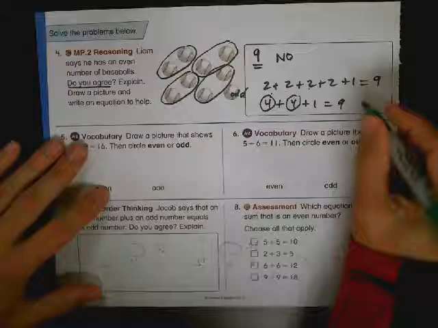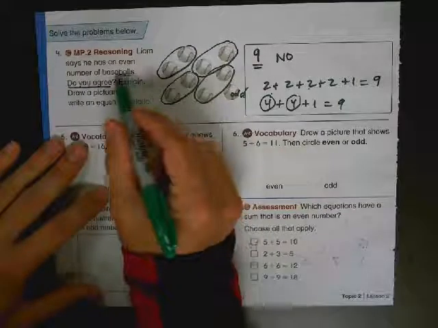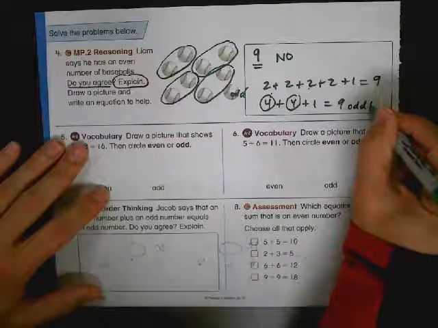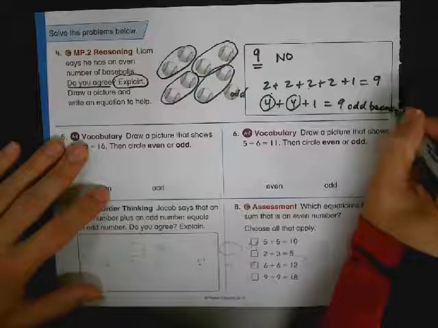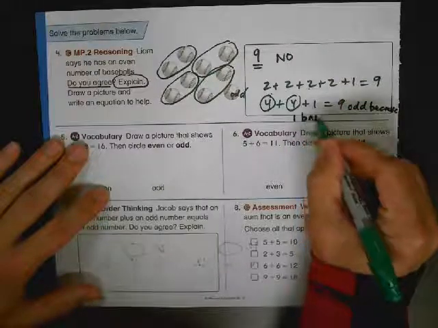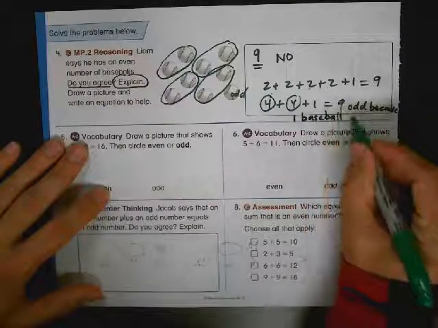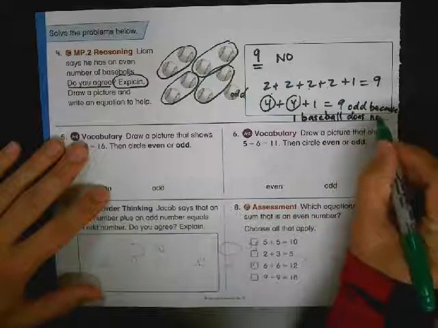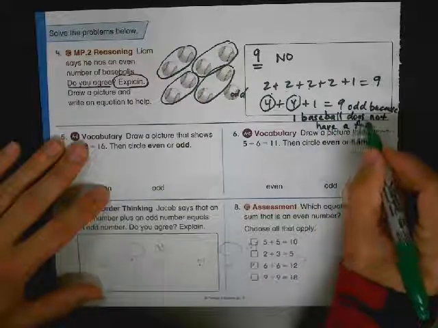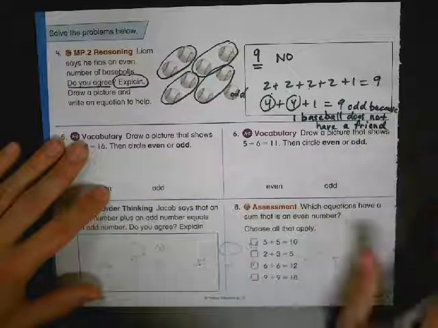And I have to explain why. It says explain. That's key. So when it says, do you agree? No, do not agree. It's odd. 9 is odd because 1 baseball does not have a friend or an equal part of a group.